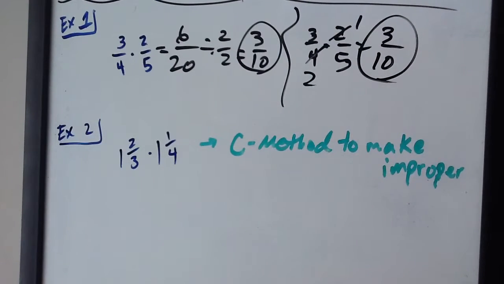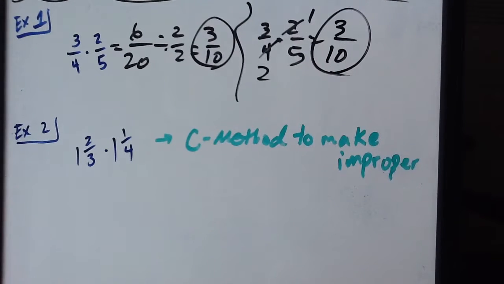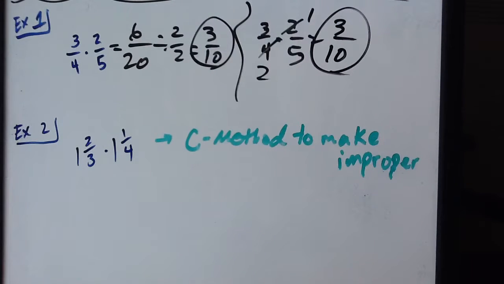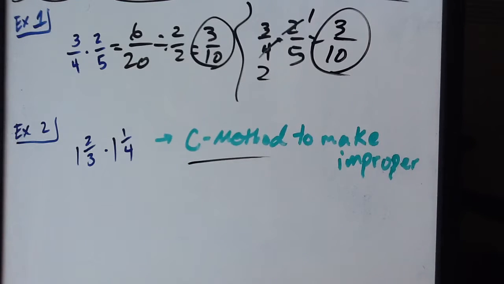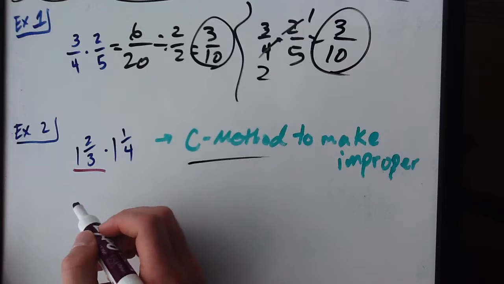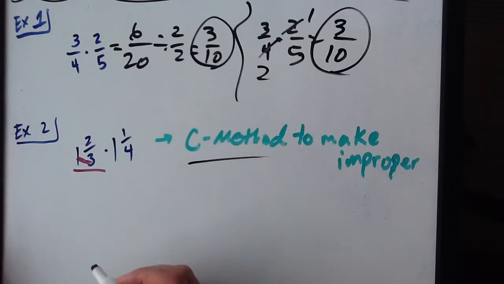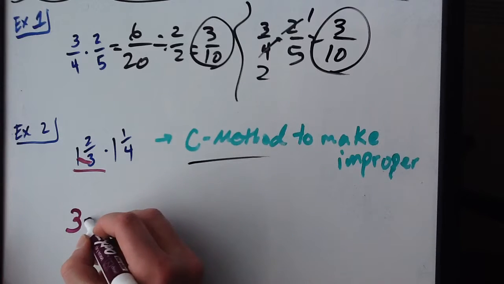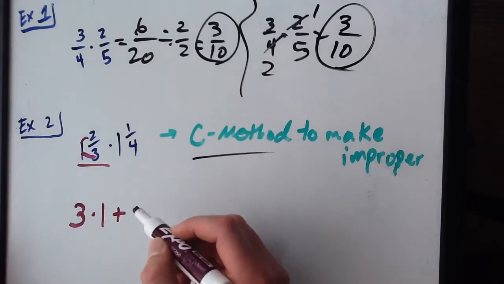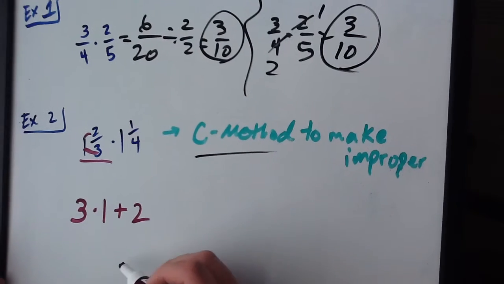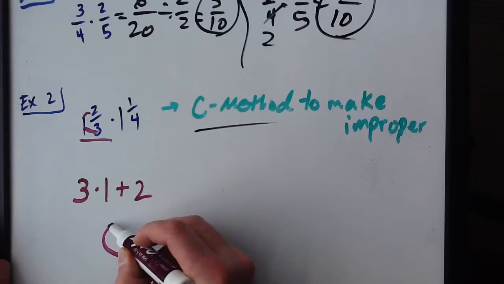Example number 2, here we're multiplying mixed numbers. 1 and 2/3 times 1 and 1/4. Now when you multiply mixed numbers, you first have to change the mixed number to an improper fraction, which means the top number must be bigger than the bottom number. Now to do this, we're going to use what we call the C method. To change a mixed number to an improper fraction, you take the bottom number, which here is 3, and multiply it by the whole number, which is 1, plus the numerator, the number on top, 2. So we sort of create a C. The bottom number times the whole number plus the top number.